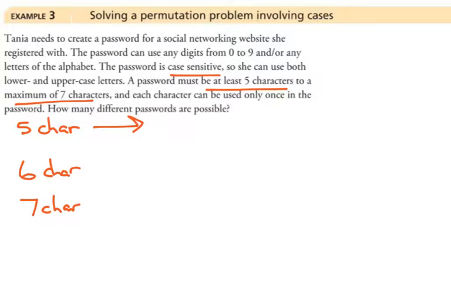So looking at the 5-character passwords, we need to determine how many items she can choose from for her password. Well, digits 0 to 9, there's 10 of those, and the uppercase and lowercase letters are 26 each. So we have 10, 26, and 26 means 62 different possibilities to choose from for this password. And she's going to pick 5 of them because each character can be used only once. So she can't use a 9 twice, she can't use a lowercase a twice, and so on.